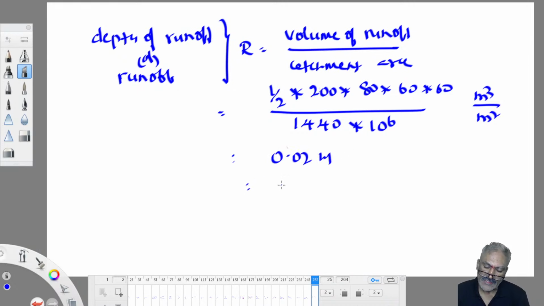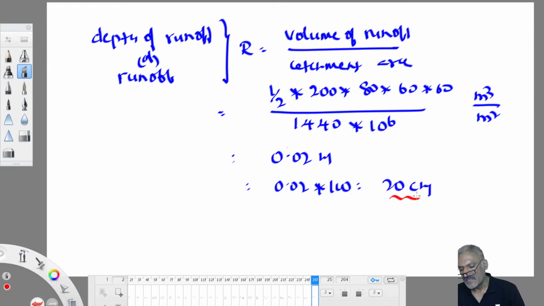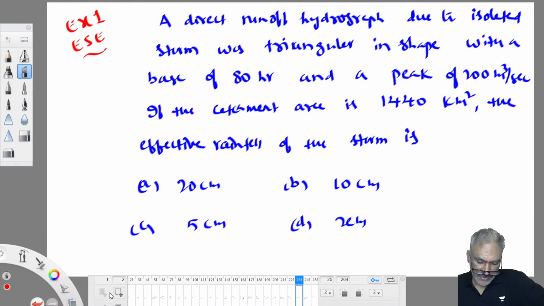So how to convert meters into centimeters? Multiply with 100. Then this becomes centimeters: 20 centimeters. 1 meter is equal to 100 centimeters. Therefore, to convert meters into centimeters, multiply with 100. Mm means 1000. So now verify with the given options. Is 20 centimeters there or not? Exactly. This is the answer for that question.